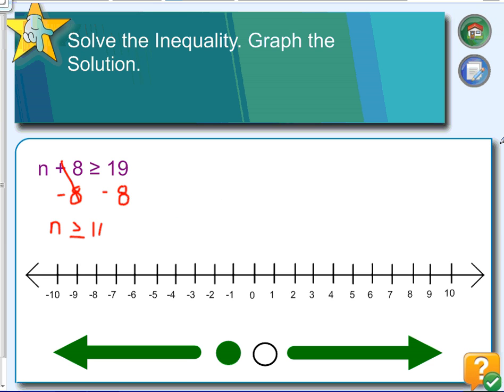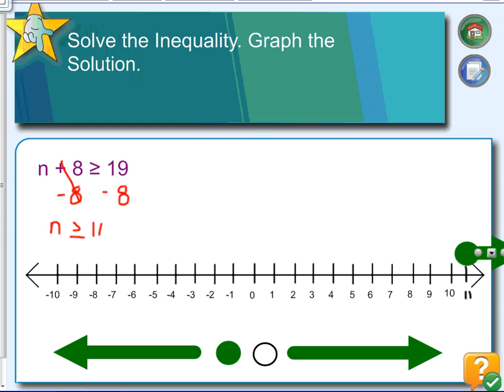Okay, and I'm then going to want to graph it. Now I'm going to need to start at 11. So in this case, I'm going to have to add on another tick mark. And because it is a greater than or equal to, we are going to use our closed circle. And because we're talking about all the numbers greater than 11, so n is greater than 11, we're talking about all the numbers that are going to the right. So basically you are graphing them exactly like we learned yesterday. We are just solving the inequality prior to graphing it.